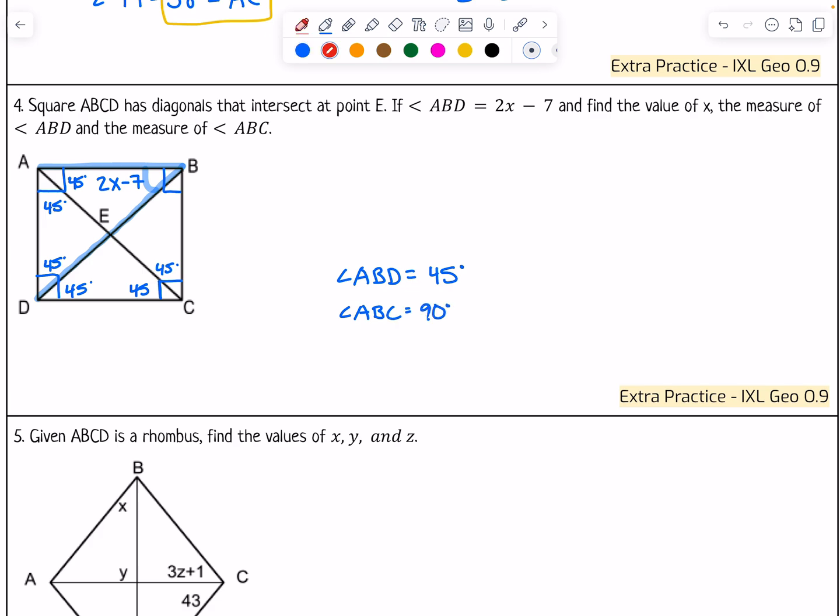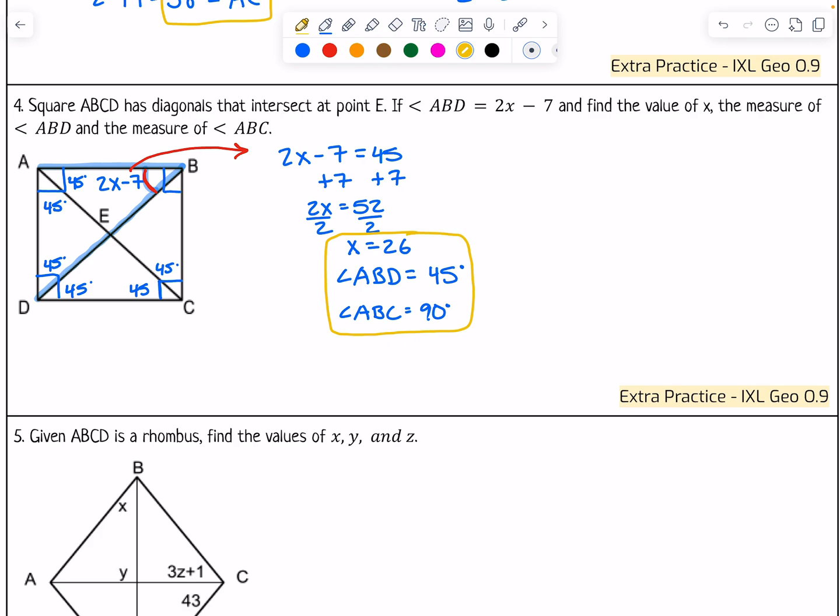But then to solve for x, we just have to take that angle, and notice it's just the half angle of that corner, and just say 2x minus 7 would equal 45, and then solve for x. So we're going to add 7, and we get 2x equals 52. Then we divide by 2, and we find x is equal to 26. And then we have all 3 parts of our answer complete.